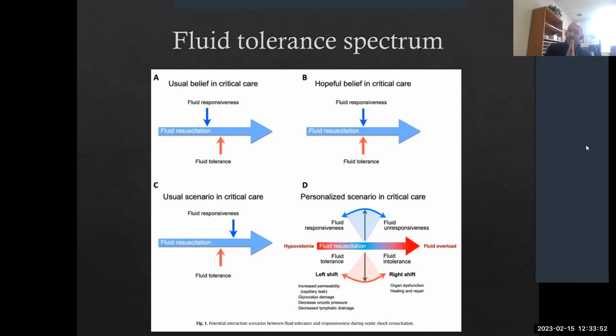A patient may not be fluid responsive or fluid tolerant one day and then be fluid tolerant but not responsive another day, depending on how the capillary leak, glycocalyx damage, and oncotic pressure all change with time and with treatment of the underlying process. And as organ dysfunction may get better or worse, that degree of fluid effectiveness will change as well. And this is an evolving measure that we really don't characterize over a period of a few days, but certainly is something that is an issue.